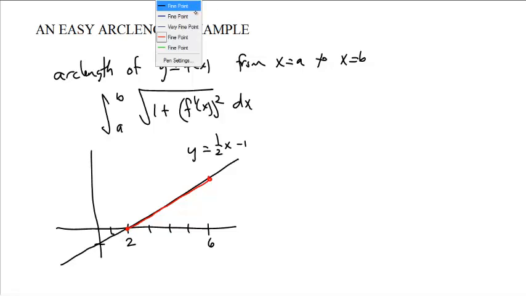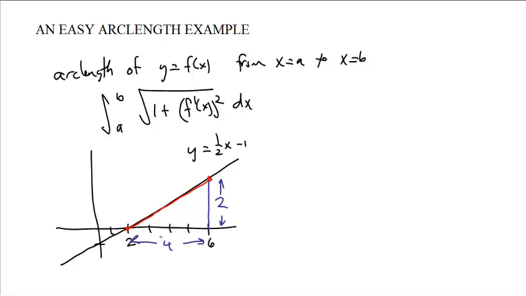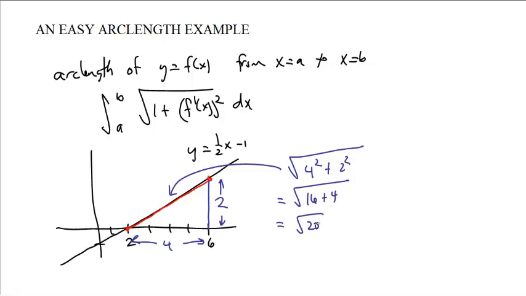This is the hypotenuse of a right triangle. If I plug 6 into this formula, half of 6 is 3 minus 1. That's a height of 2 from there to there, and this is a width of 4 from 2 to 6. So the Pythagorean theorem says that this should be the square root of 4 squared plus 2 squared, which is the square root of 16 plus 4, which is the square root of 20, which is the square root of 4 times 5, which is 2 square root of 5.